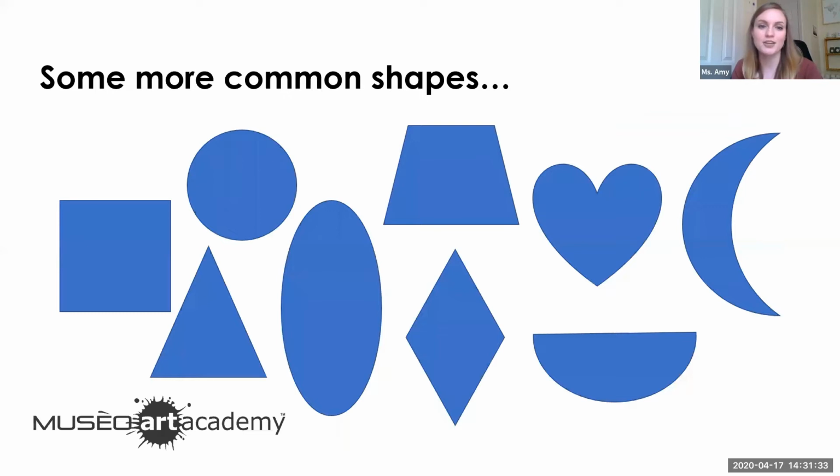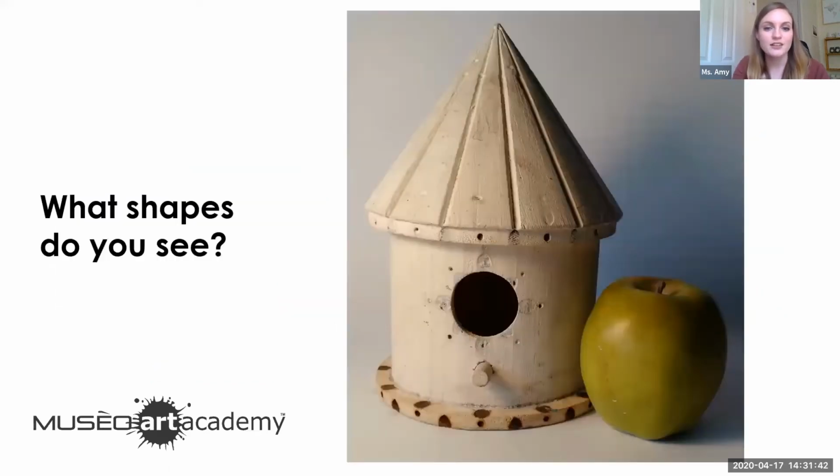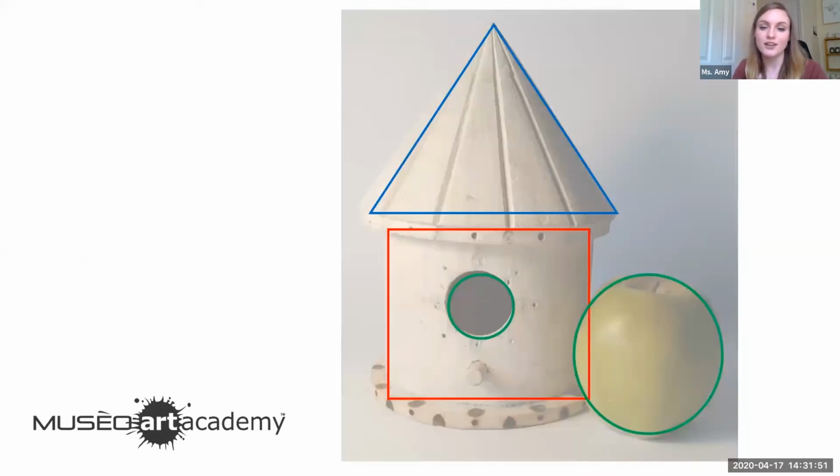More common shapes you might find are squares, circles, ovals, rectangles, trapezoids, even crescent moon shapes, things like that. Now, what shapes do you see in this example? And keep in mind, they won't be perfect, but we're going to try and see what fits best. So in the body of the birdhouse, you can see we have a rectangle. In the rooftop, you can see a triangle shape. In the apple, we can also find an oval. And in the opening of the birdhouse, you can see almost a perfect circle.